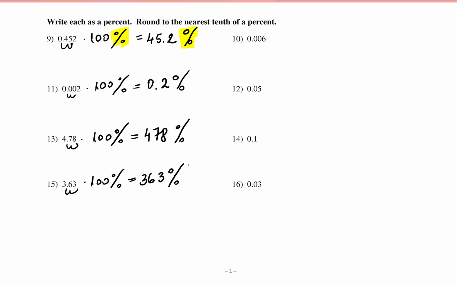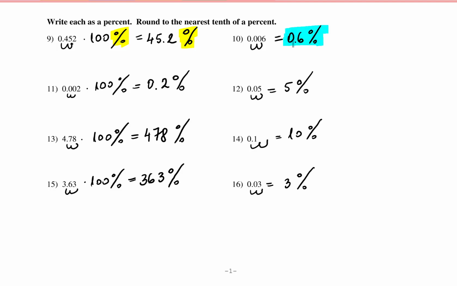So again, pause the video, try to solve the second column of problems, and then unpause to see the answers. And here are the answers. 0.006, it's actually 0.6%. 0.05, it's 5%. 0.1, it's 10%. 0.03 is 3%. You will encounter this type of problems in the finance chapter.